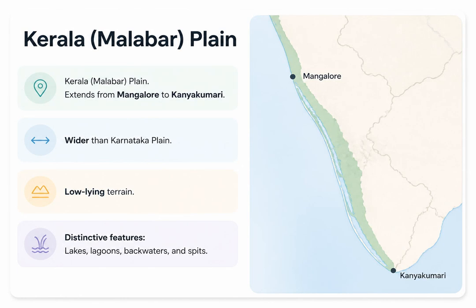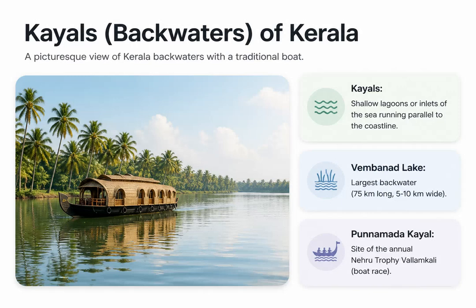Finally, on the west coast, we have the Kerala or Malabar Plain. Stretching from Mangalore down to the southern tip of India at Kanyakumari, this plain is noticeably wider than the Karnataka plain and is characterized by its very low-lying terrain. What truly sets the Kerala coast apart, however, is its intricate network of water bodies, including lakes, lagoons, spits, and most famously, its backwaters. These backwaters are locally known as kayals.